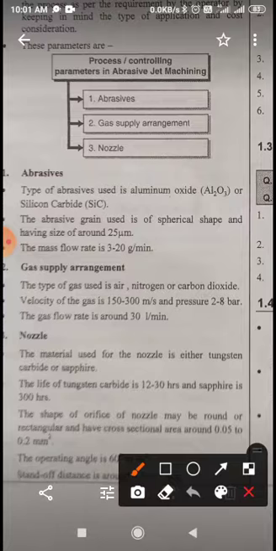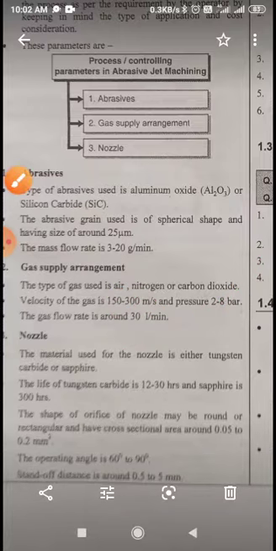Then gas supply element. The type of gas used is nitrogen and carbon dioxide. Velocity of gas must be 150 to 300 meters per second and pressure is 2 to 8 bar. The gas flow rate is around 30 liter per minute. Okay, these are the gas supply arrangement parameters.